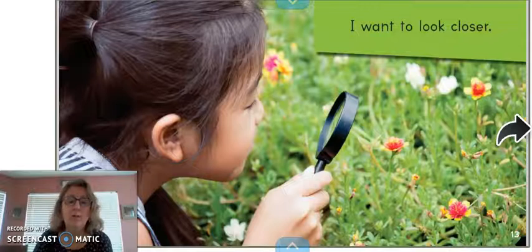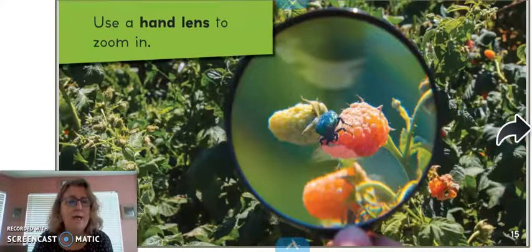I want to look closer. Do you know what that is that she has in her hand? It's a hand lens that you use to zoom in. Sometimes we call a hand lens a magnifying glass. It's the same thing. Magnifying glass and a hand lens, it's the same thing.